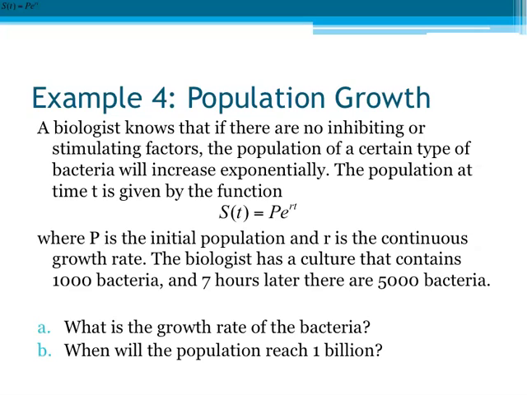This one is a population growth type problem. So it says, a biologist knows that if there are no inhibiting or stimulating factors, the population of a certain type of bacteria will increase exponentially. The population at time t is given by the function s of t equals p times e to the rt, where p is the initial population and r is the continuous growth rate. The biologist has a culture that contains 1,000 bacteria, and 7 hours later, there are 5,000 bacteria.